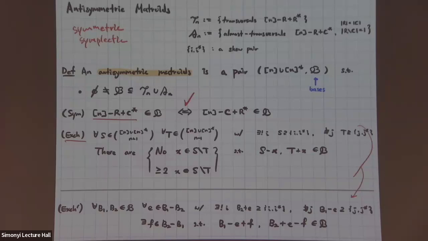Does every delta matroid arise in this way? If you forget about the almost transversals, then you get a delta matroid? Yes. Can you get every delta matroid in this way? I don't know about this case. So this is open for me.